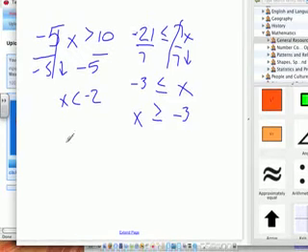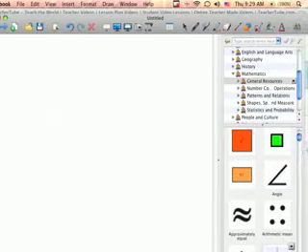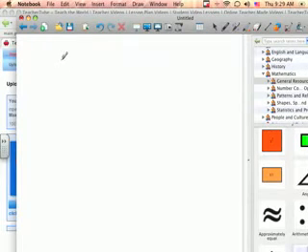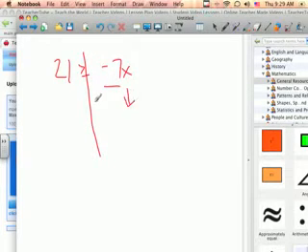Now what if I have a situation that has both? What if I've got, let's say, 20, let's go back to 21, is greater than or equal to negative 7x. Question 1, is x negative? Yes. Question 2, is x on the right? Yes. Don't change anything in this problem.